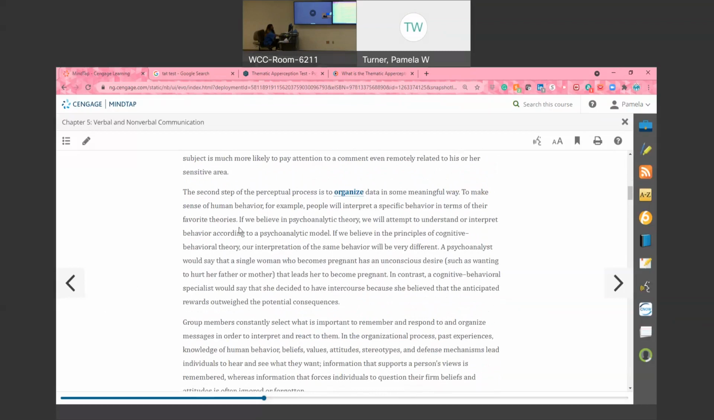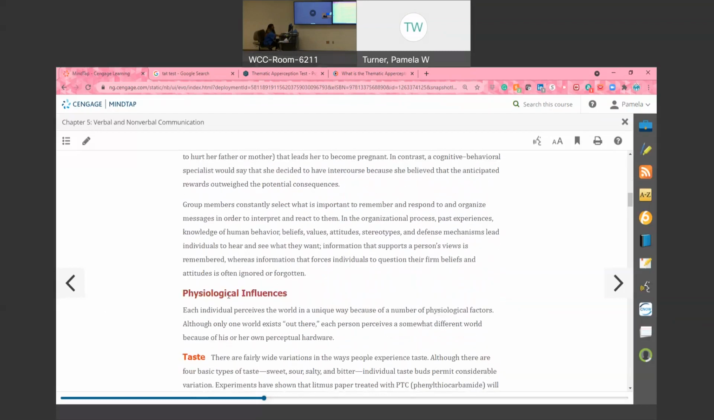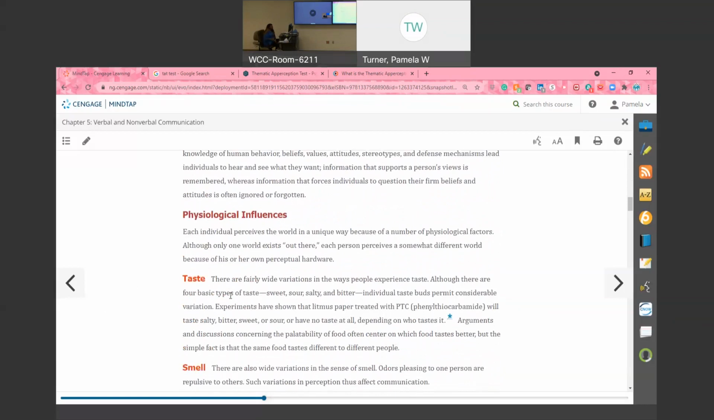Okay, so we organize the data in some meaningful way. Things that can influence how we see the data, of course, are our five senses. So taste: there are fairly wide variations in the way people experience taste. Although there are four basic types, sweet, sour, salty, and bitter, individual taste buds permit considerable variation. So it talks about how people determine what their senses are.